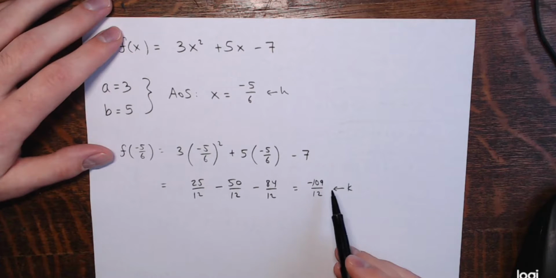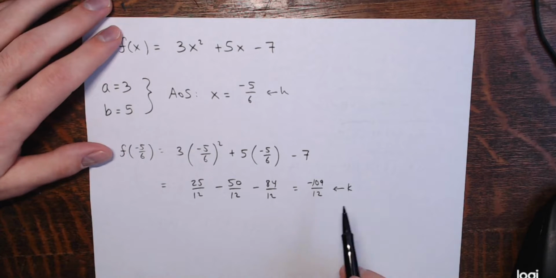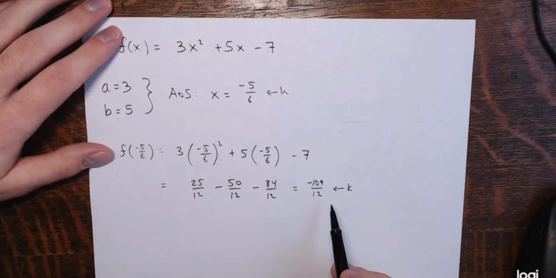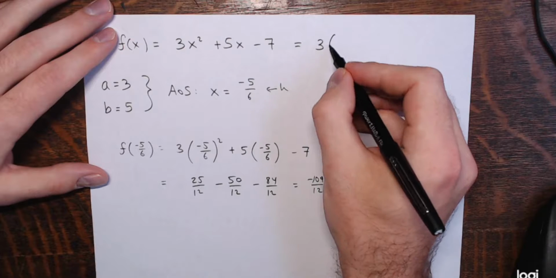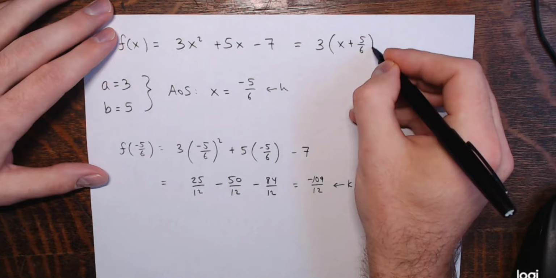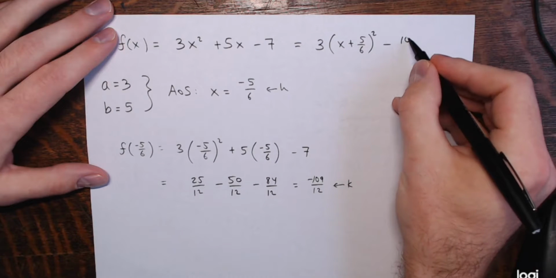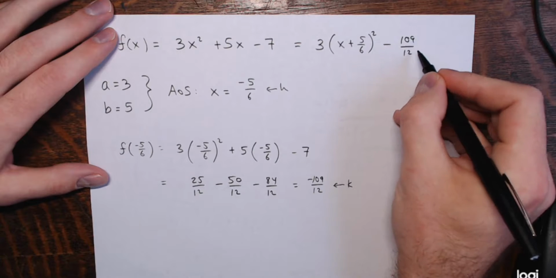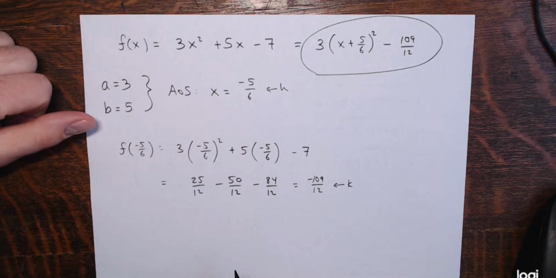And let's see, any common factors? 2 doesn't go into this. 3 doesn't go into this. So no common factors. That's it. So this function here is the same as 3 times the quantity x plus 5 sixths, right? That's minus negative 5 sixths squared, and then minus 109 twelfths. And that's what I'll enter. Right? That's the standard form for this function, the vertex form.